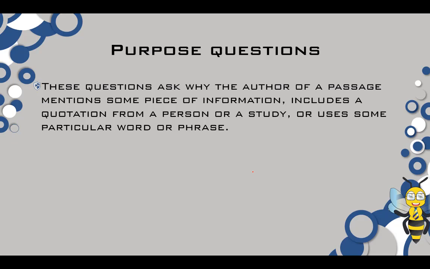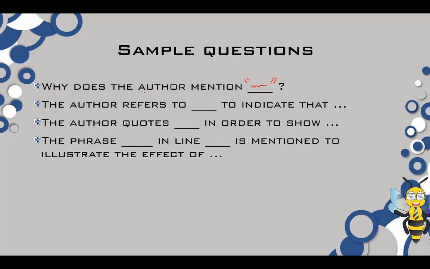Okay, purpose questions. These questions ask why the author of a passage mentions some piece of information, includes a quotation from a person or a study, or uses some particular word or phrase. Do you know what a quotation is? Okay, so these questions normally have a quotation in the question. For example, why does the author mention, and in quotes, we have a phrase here. So we need to look for this phrase, and when it is in quotes, it means that it's exactly the same phrase that was in the reading.